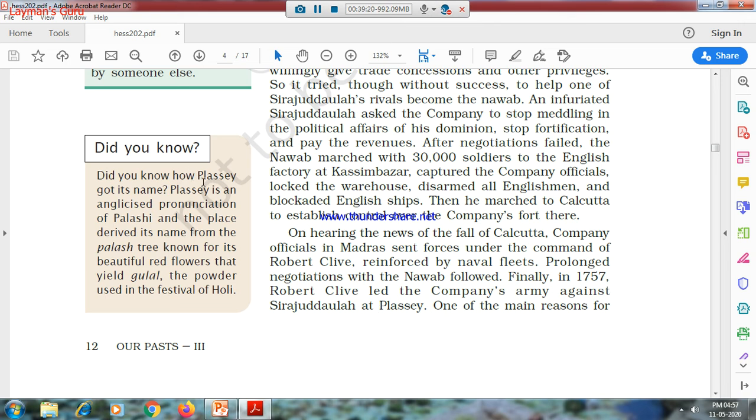Plassey's name we got from the Palash tree. Beautiful red flowers that yield gulal, the powder used in the festival of Holi. That is a color festival. Red color gulal, flowers powder, only used in Holi.